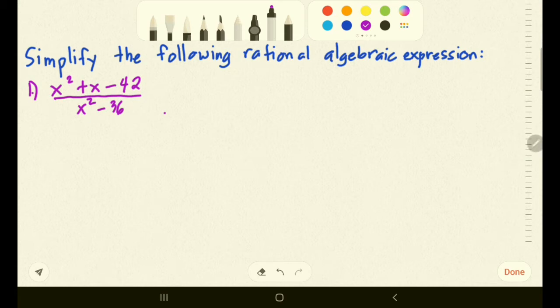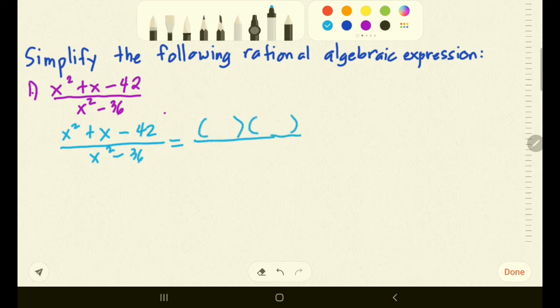If you have your trinomial, it is expected that you have two binomial factors for x squared plus x minus 42. Factor first the first term, x squared. So the factors are x and x. Then factor negative 42 so that you could get the middle term, x. By doing so, you could have positive 7 and negative 6.